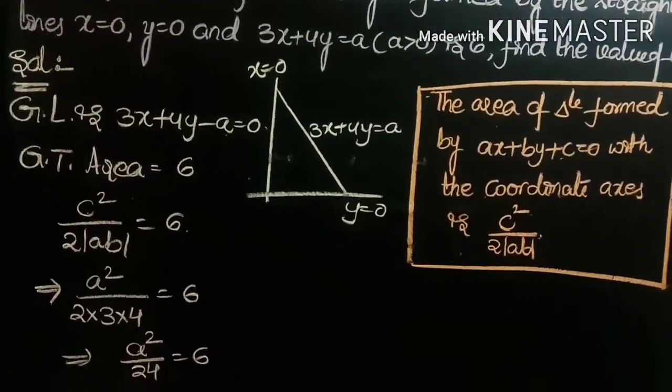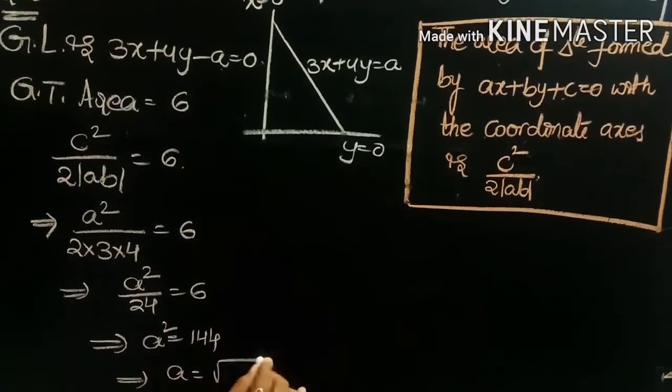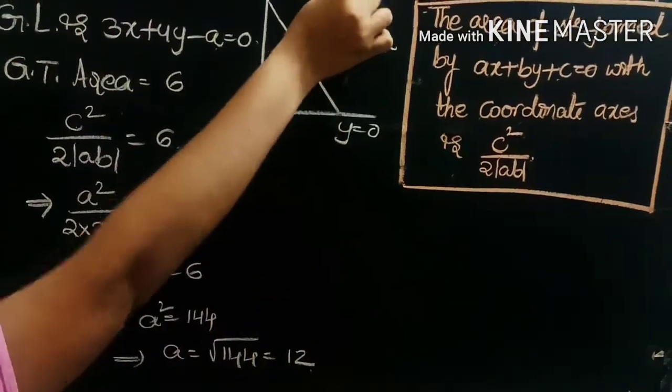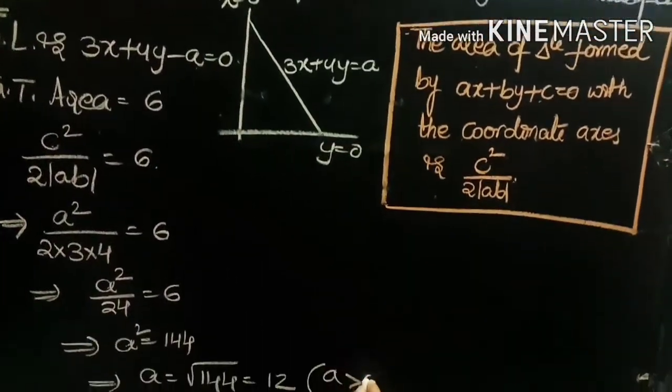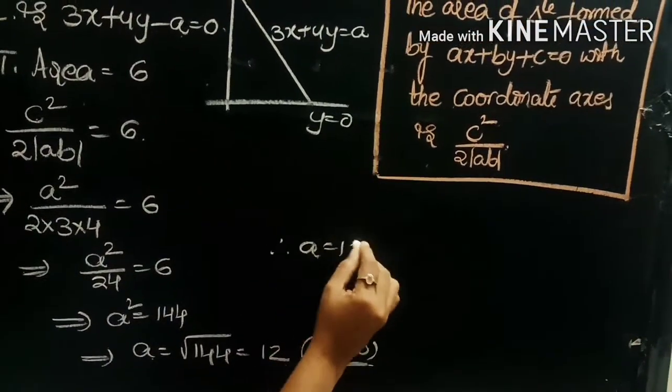Then the value of a square is 144, which implies a = root 144 = plus or minus 12. Since it is already given that a is greater than 0, we take the value a = 12 only. Therefore, a = 12. That's all.